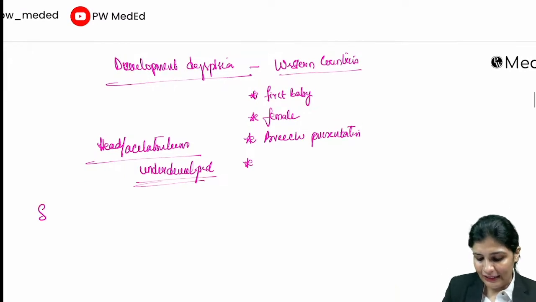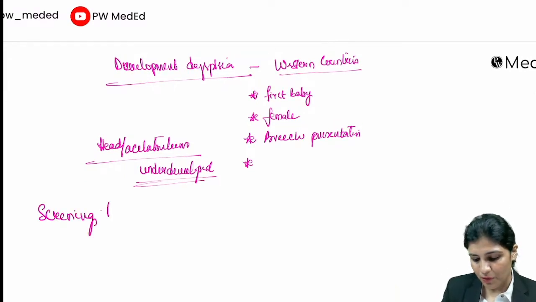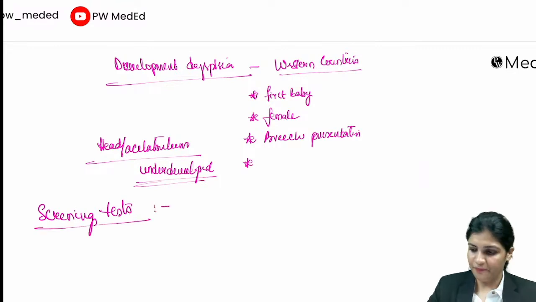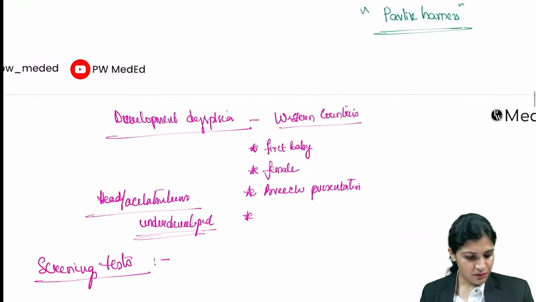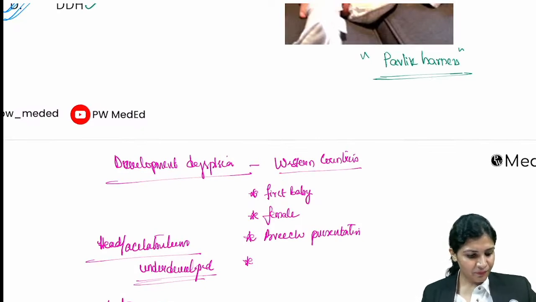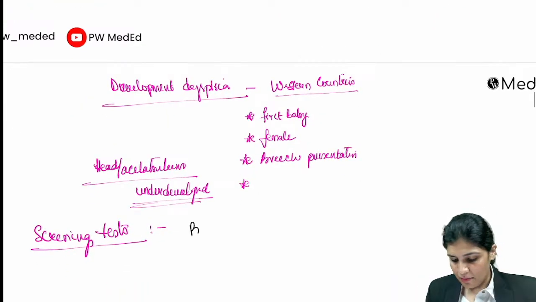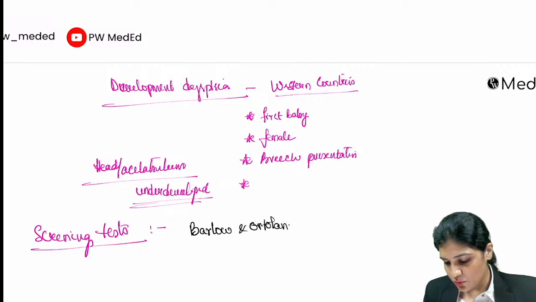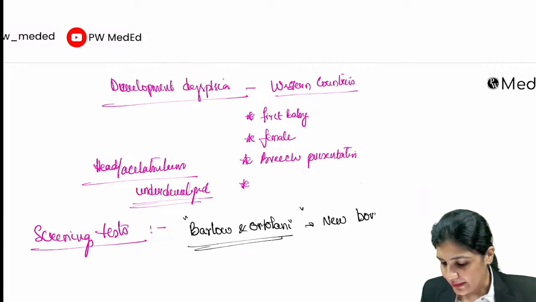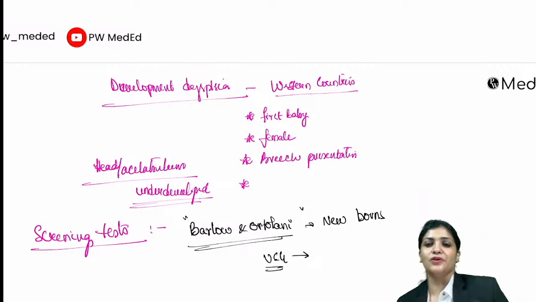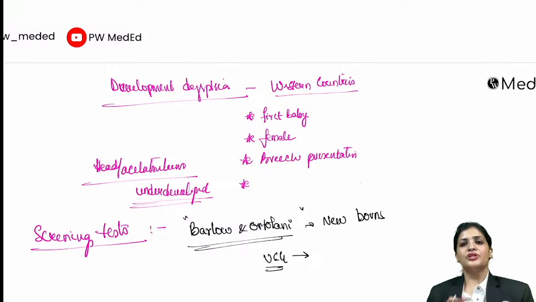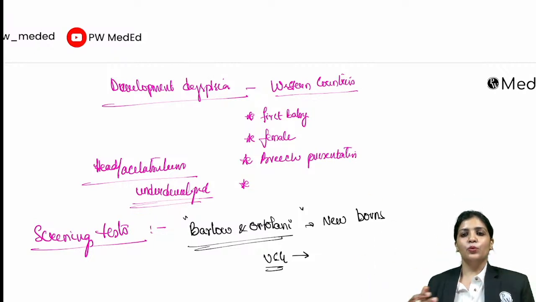And what are the screening tests for DDH? This is very important. The screening tests are Barlow's and Ortolani's. These two are important screening tests which are done on the newborns, and then there is an ultrasound which is done, because under 1 year of age you cannot see the cartilage, as the head is still in the cartilaginous stage. So on the X-ray it is not that visible, and you go for ultrasound.